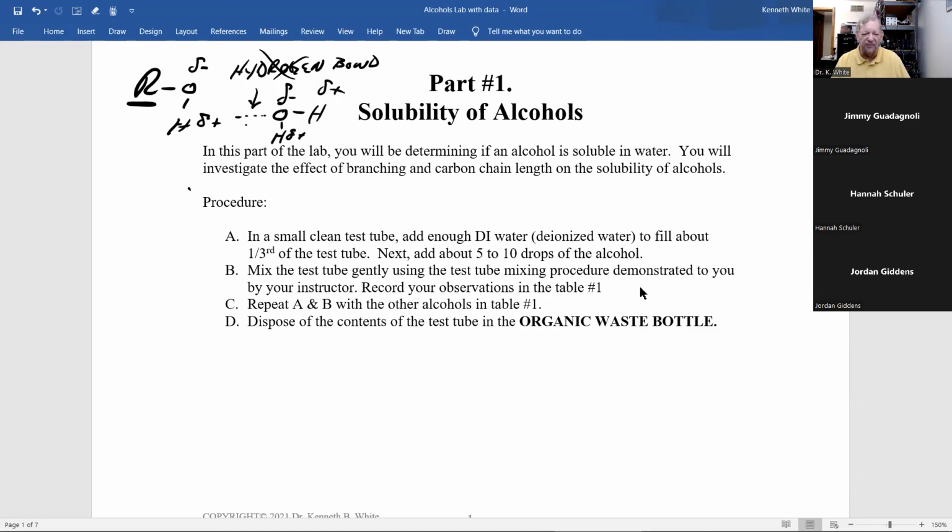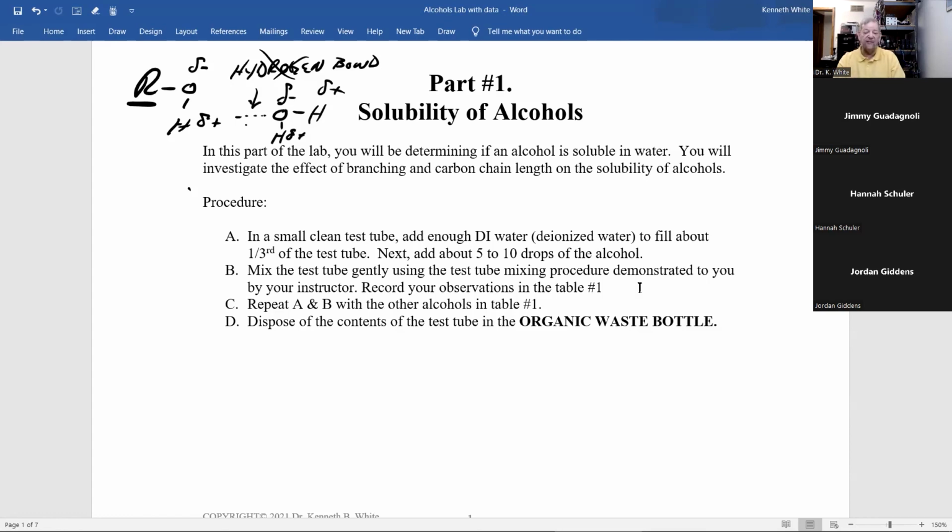Well, how do you know if something's soluble or not? You mix two things together, shake them up, and let them sit. If you get the same throughout, we call that homogeneous, it's soluble. If it separates into two layers, it's not soluble.